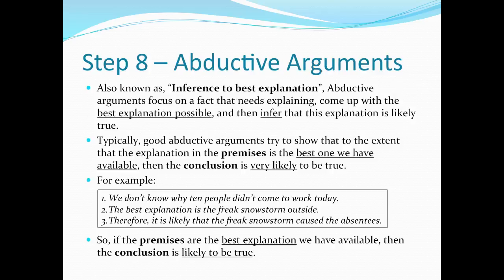Step 8. Abductive Arguments. Also known as inference to best explanation, abductive arguments focus on a fact that needs explaining, come up with the best explanation possible, and then infer that this explanation is likely true. Typically, good abductive arguments try to show that to the extent that the explanation in the premises is the best one we have available, then the conclusion is very likely to be true. For example, 1. We don't know why 10 people didn't come to work today. 2. The best explanation is the freak snowstorm outside.